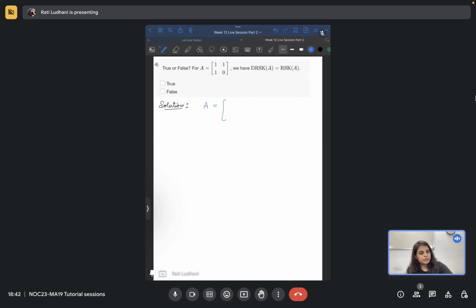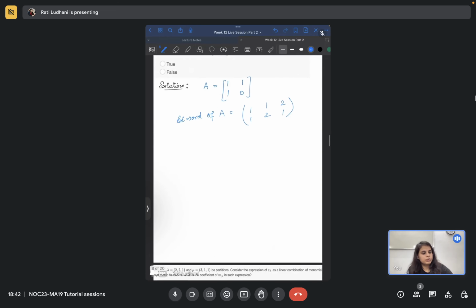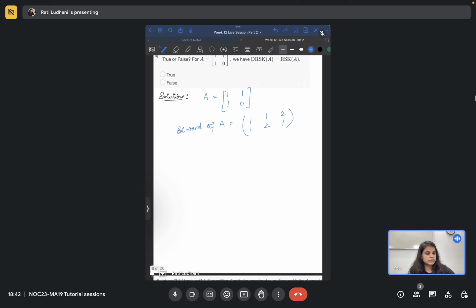So A is given to be 1 1 1 0. We need to find dual RSK and RSK of A. So again the same process. Let's do it. Pivot of A is 1 1, first row first column, first row second column, second column first row, and just this. Right? And now we'll try to find the dual RSK.